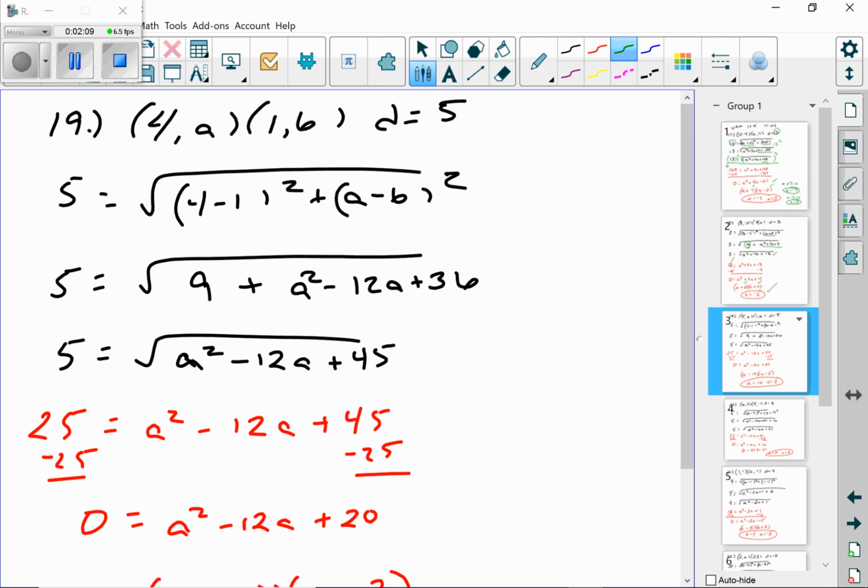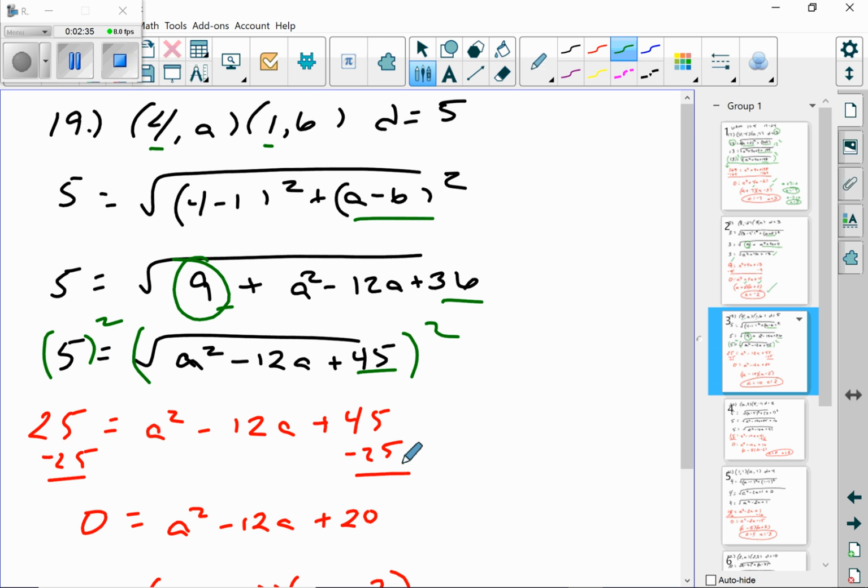Number 19, distance is 5. X minus x is 4 minus 1, so that's 3. 3 squared is 9. That's where the 9 comes from. A minus 6 squared is a squared minus 12a plus 36. Combine the 9 and 36 to get 45. A squared minus 12a plus 45. Square both sides. You square this, you get 25. You square this, you remove the radical sign.